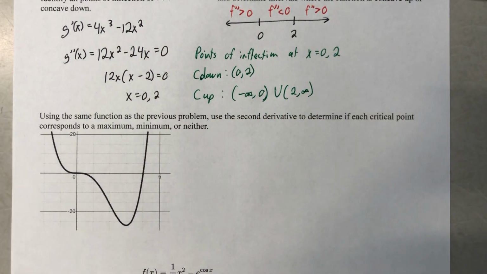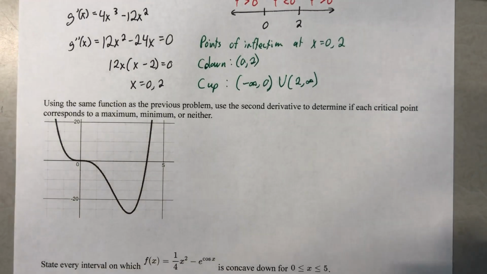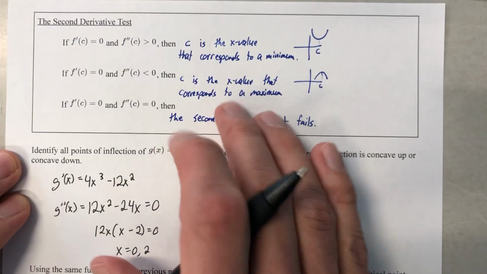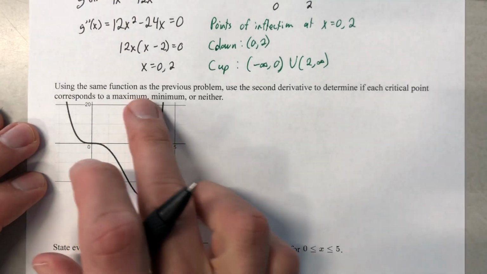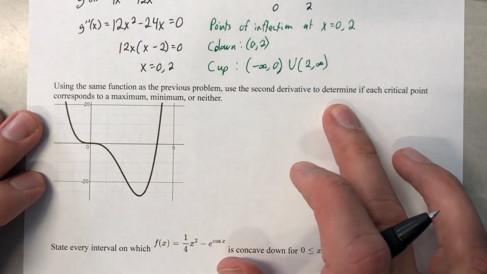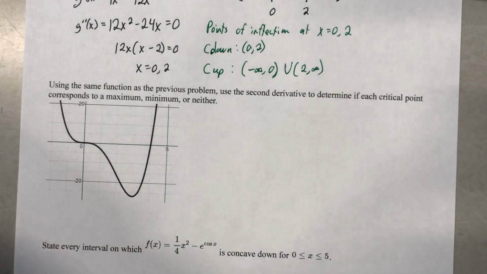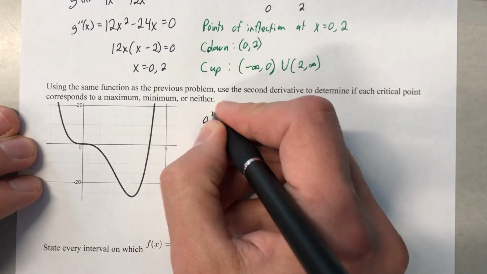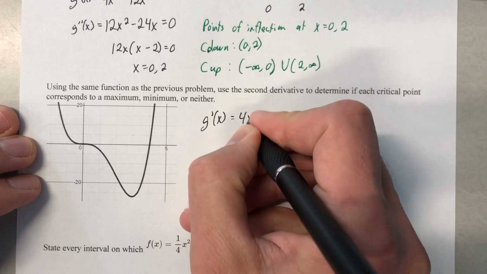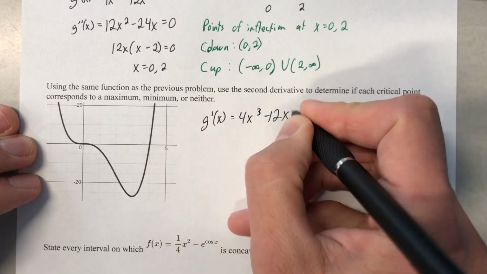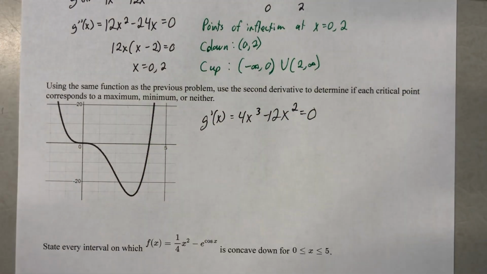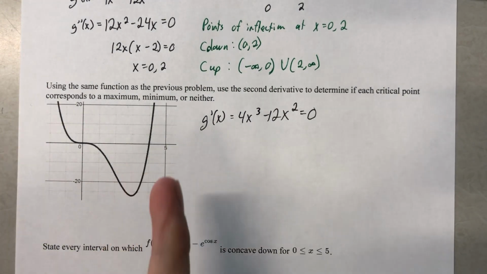All right, we're about to use the second derivative test, which we just discussed in the previous video, very end of that video. Use the same function as the previous problem. Use the second derivative test to determine if each critical point, pause right there, find your critical points. That's where the first derivative, which we've already found, equals 0. Determine if each critical point corresponds to a maximum, a minimum, or neither.